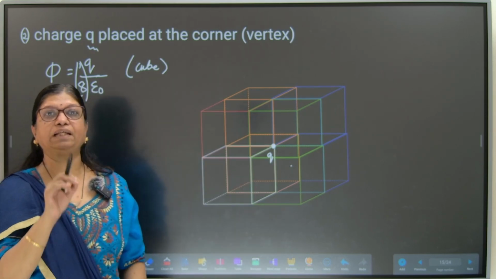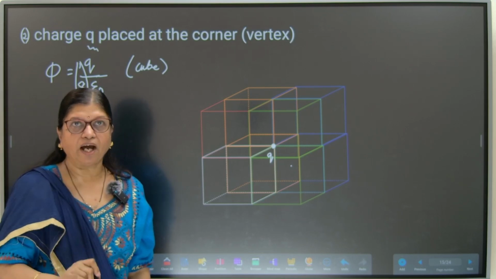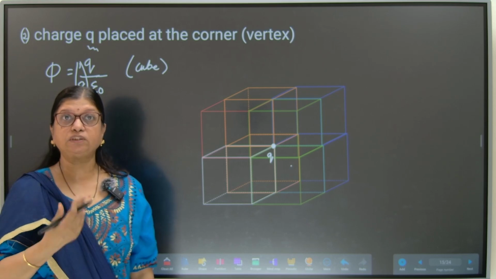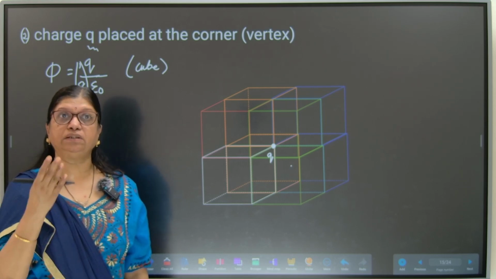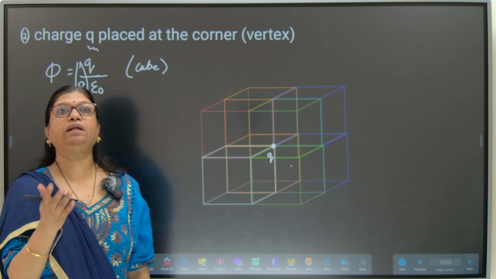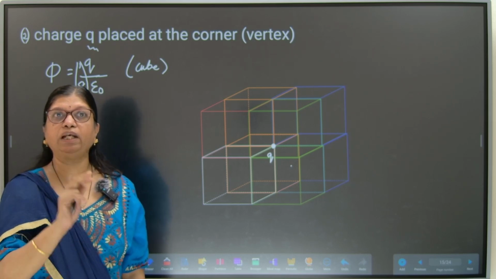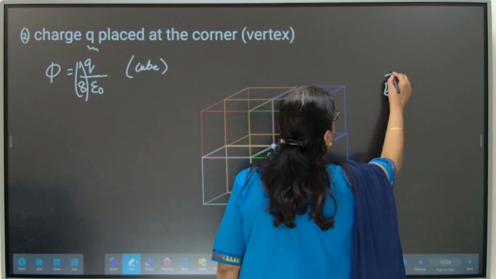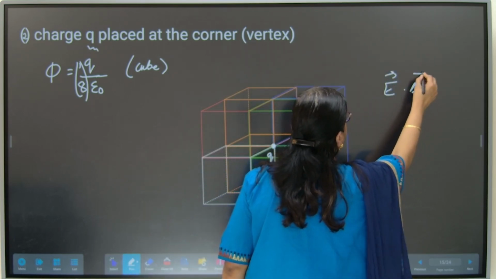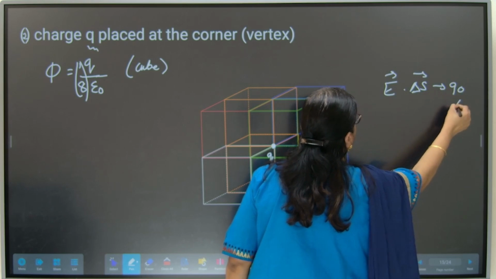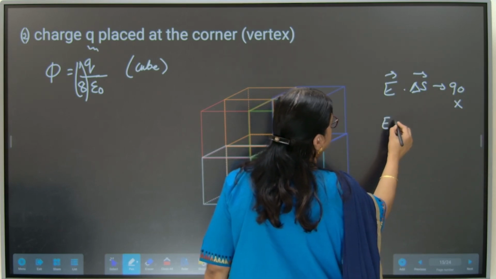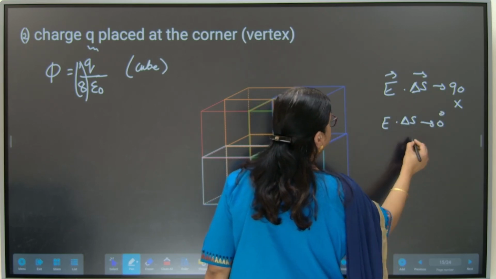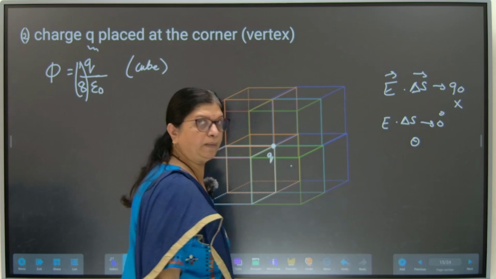Now let us see the second part where they have asked us to find out flux through every surface. Now we have to see flux through every surface. Is it there? Is it not there? When will it not be there? Only if the angle between E and delta S is 90, there will be no flux. If the angle between E and delta S is 0, there will be maximum flux. If it is some theta, then according to the theta, the flux will be there.